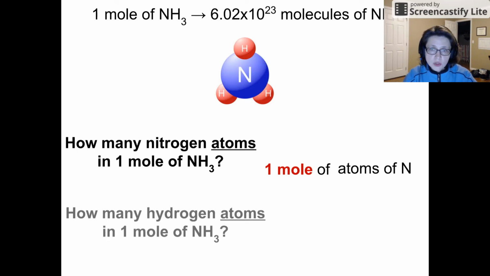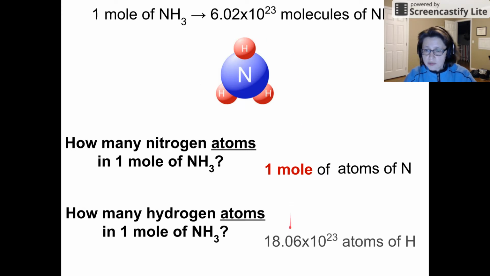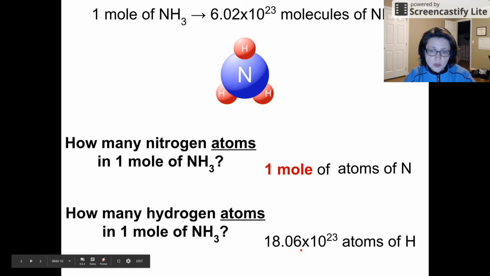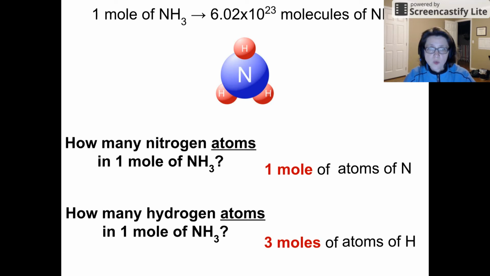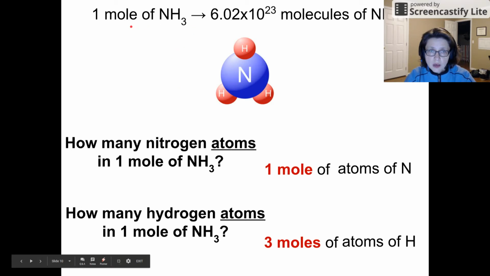If we go around counting all the hydrogens that happen to be there, knowing that each and every molecule carries 3 hydrogens, we will end up having 18.06 times 10 to the power of 23 atoms of hydrogen, which is 3 times that specific mole number. So instead of writing this big and bulky number, we can say that we have 3 moles of atoms of hydrogen. And we can say that 1 mole of ammonia is made up of 1 mole of atoms of nitrogen and 3 moles of atoms of hydrogen. I hope it helped.